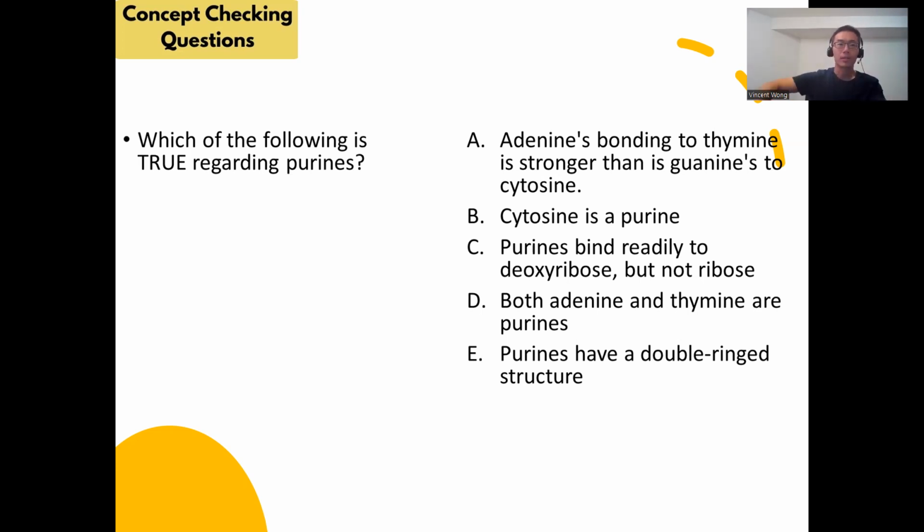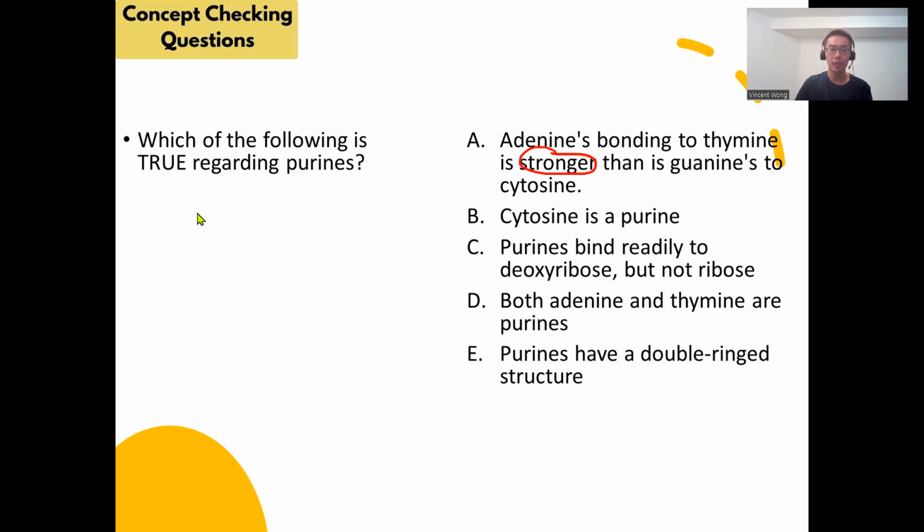All right, so let's take a look here. Which of the following is true regarding purines? First one: adenine bonding to thymine is stronger than guanine to cytosine. That's not true because adenine to thymine is weaker. They only have two hydrogen bonds, as opposed to three bonds. So that is incorrect.